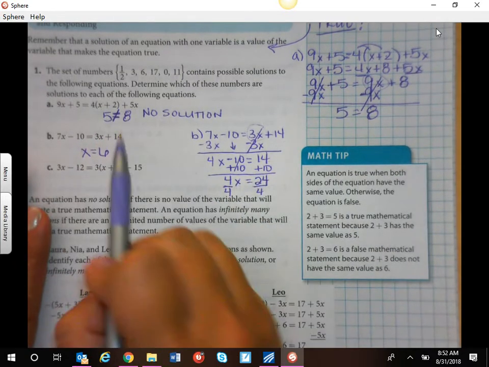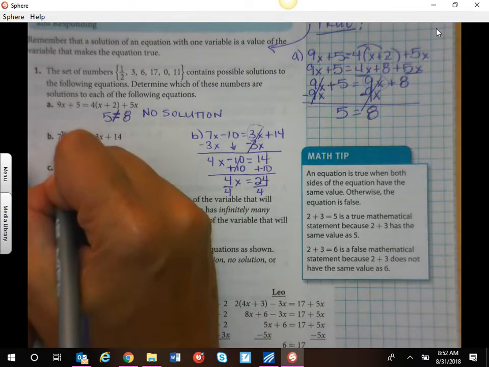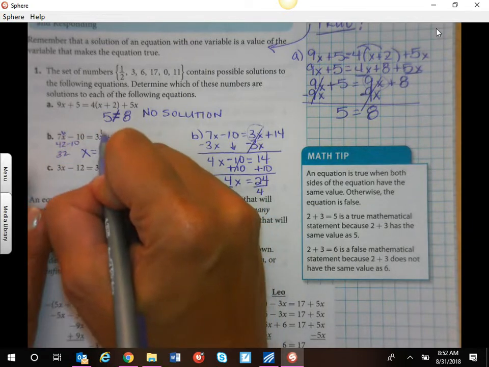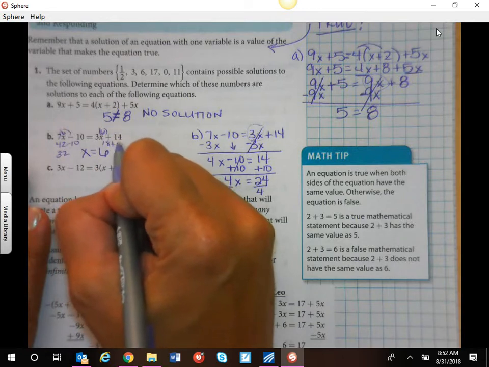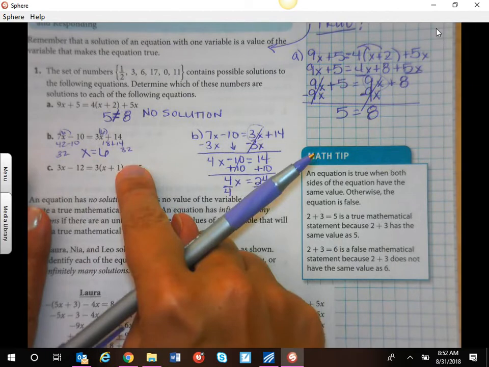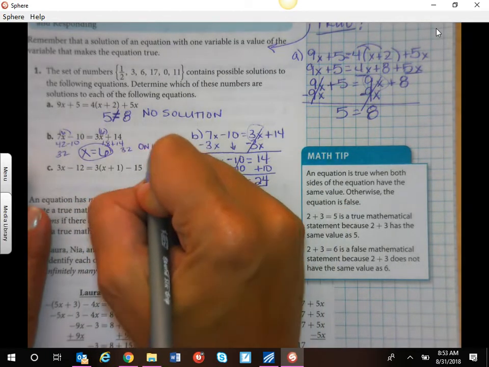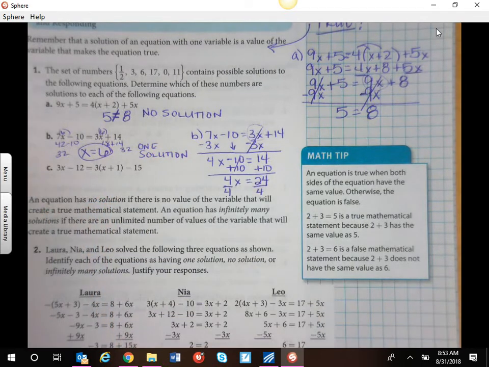So again, that means I can put 6 here. If I do that, I get 42 minus 10, which is 32. I can put 6 here, which is 18 plus 14, which is also 32. So it's equal on both sides. So this is an example of an equation with only one solution. And that's the equation type that we're used to.